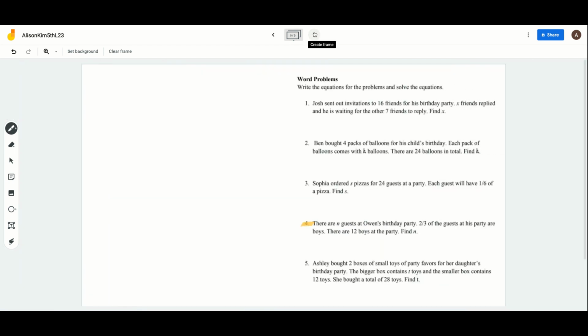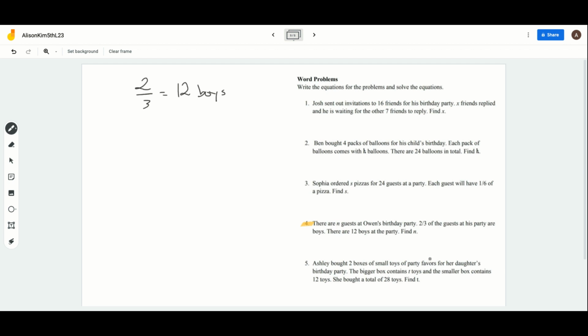Now we're going to move on to word problems. We're going to do number 4 together. Number 4 says, there are n guests at Owen's birthday party. 2/3 of the guests at his party are boys. There are 12 boys at the party. Find n. So our main goal is to find n, right? And the only information that's given to us is that 2/3 of the people at the party are the 12 boys, because it says 2/3 of his party are boys, and there are 12 boys at the party.